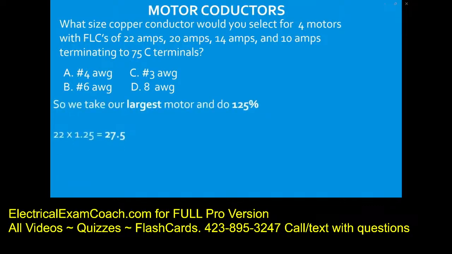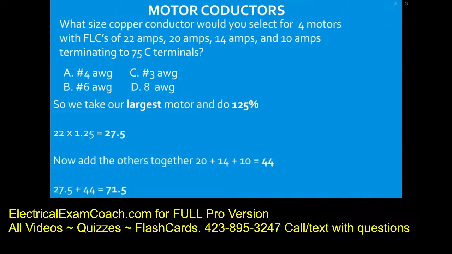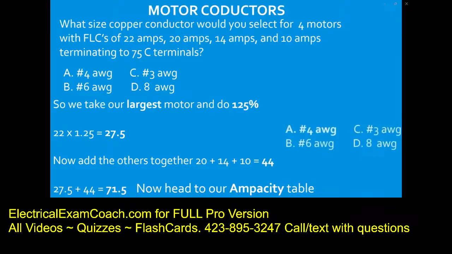We take our largest motor, multiply it by 125%, and that gives us 27.5 amps. Now we take all the other motors and add them together. That gives us a total of 44. Now we add those two totals together, giving us a total of 71.5 amps. Now we head to our primary ampacity table, and we're going to select on the copper side in the 75°C column a wire that is large enough to cover our known load. And in this case, we're going to select A.